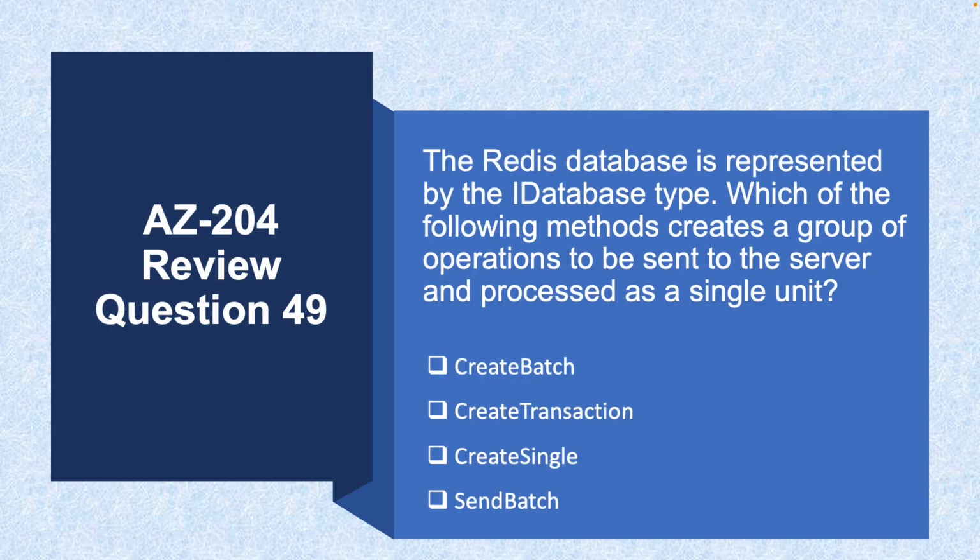Let's look at the last question. The Redis database is represented by the IDatabase type. Which of the following methods creates a group of operations to be sent to the server and processed as a single unit? The correct answer is CreateTransaction. The CreateTransaction method creates a group of operations that will be sent to the server as a single unit and processed on the server as a single unit.